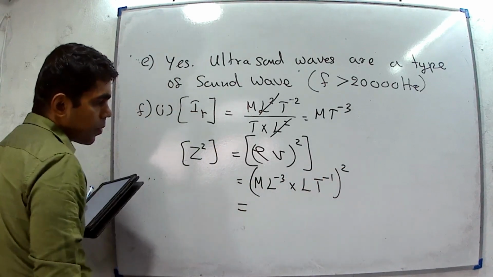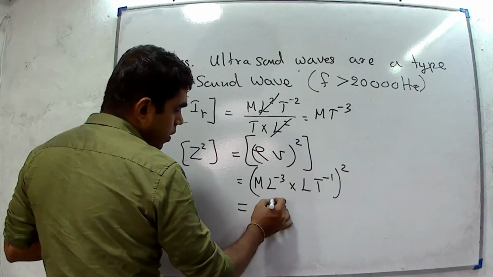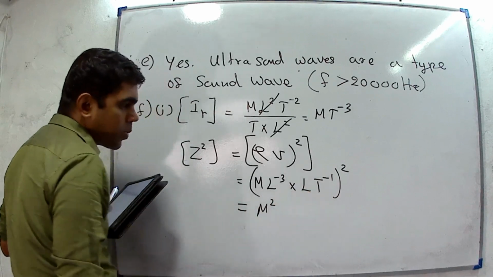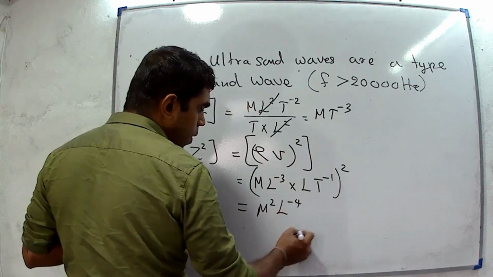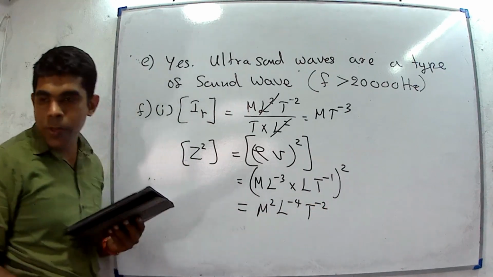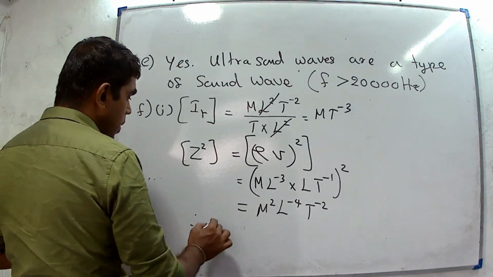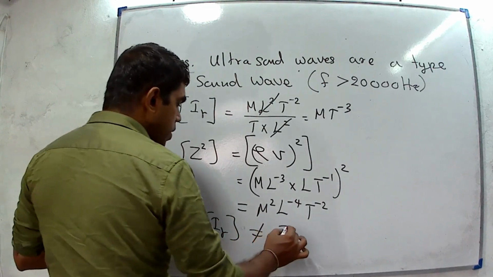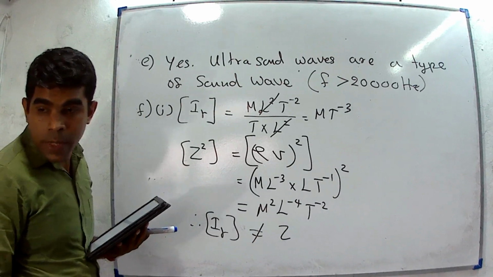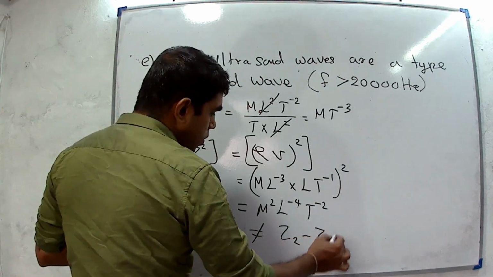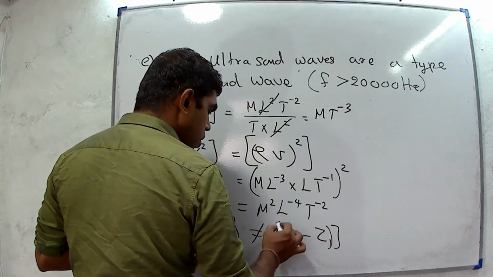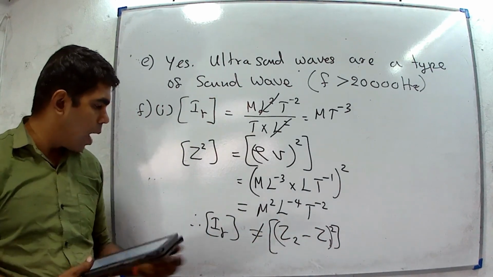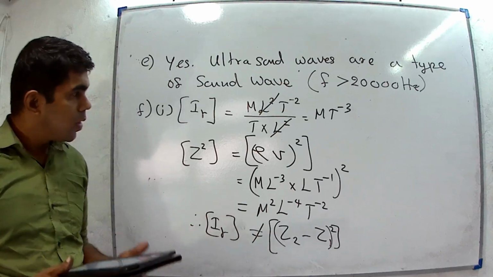Now M squared L to the power minus 6 into L to the power minus 2 squared, L to the power minus 4 T to the power minus 2. Therefore, dimension of IR is not equal to dimension of (Z2 minus Z1) squared. We are using this square bracket to denote dimension.